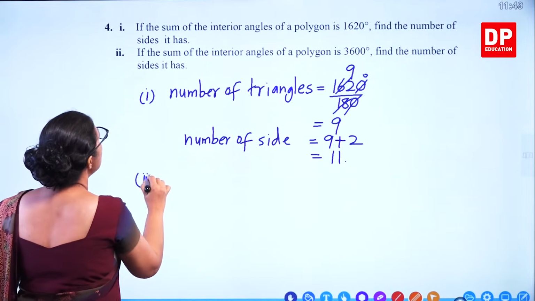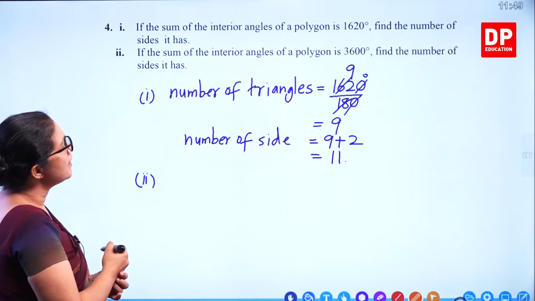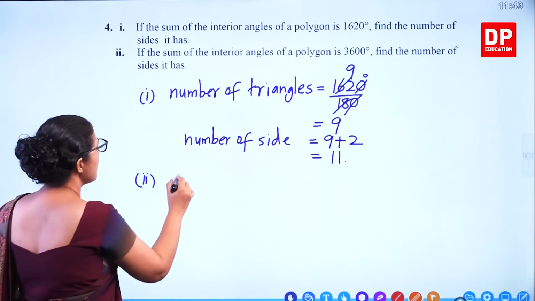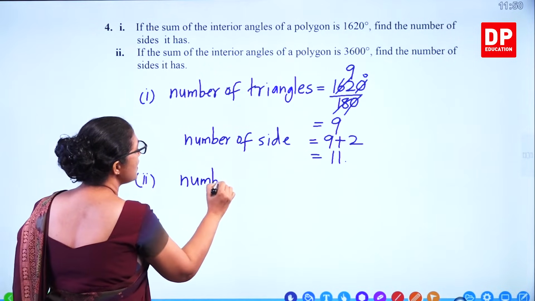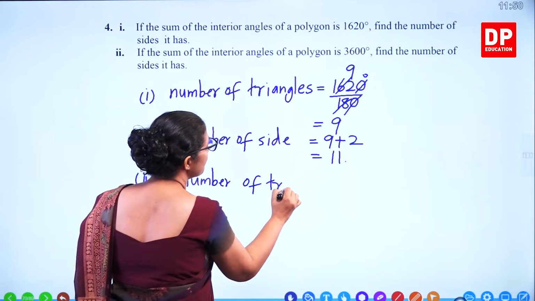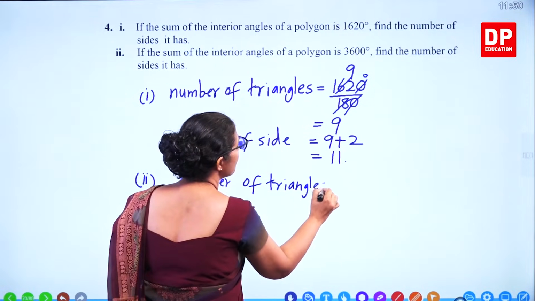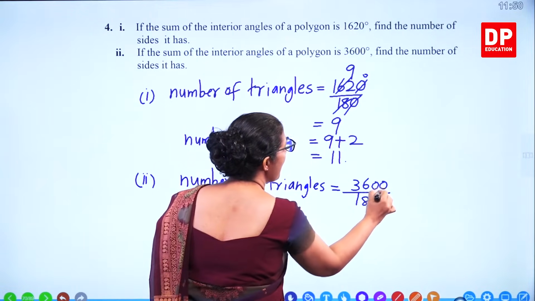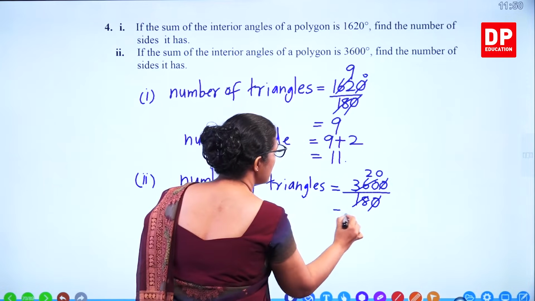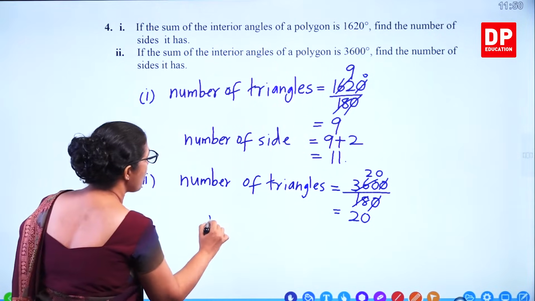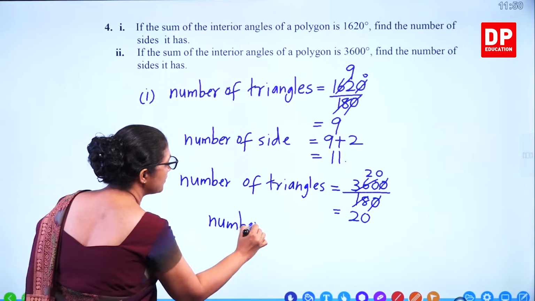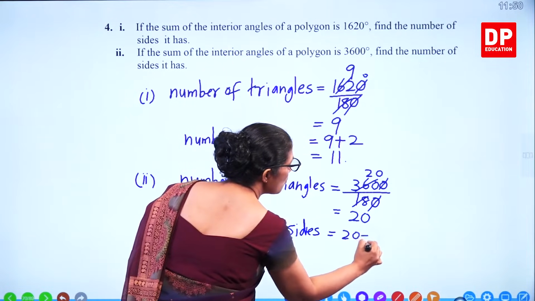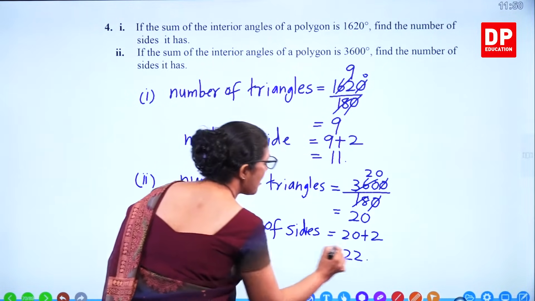Then the second one: if the sum of the interior angles of a polygon is 3600, find the number of sides. So same thing, you can use the number of triangles first. 3600 divided by 180. 20. 20 triangles are there. So the number of sides becomes 2 more than that. 20 plus 2, 22 sides are there.